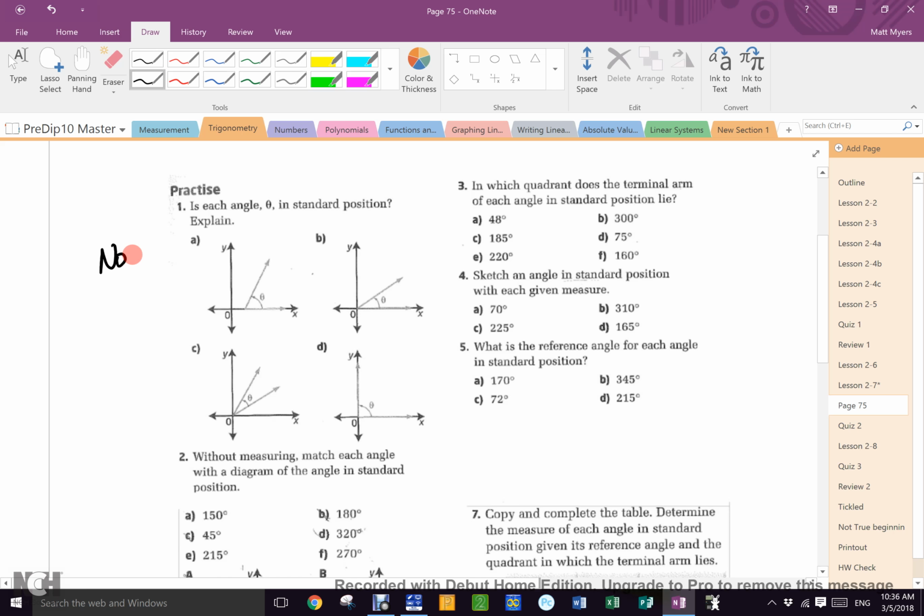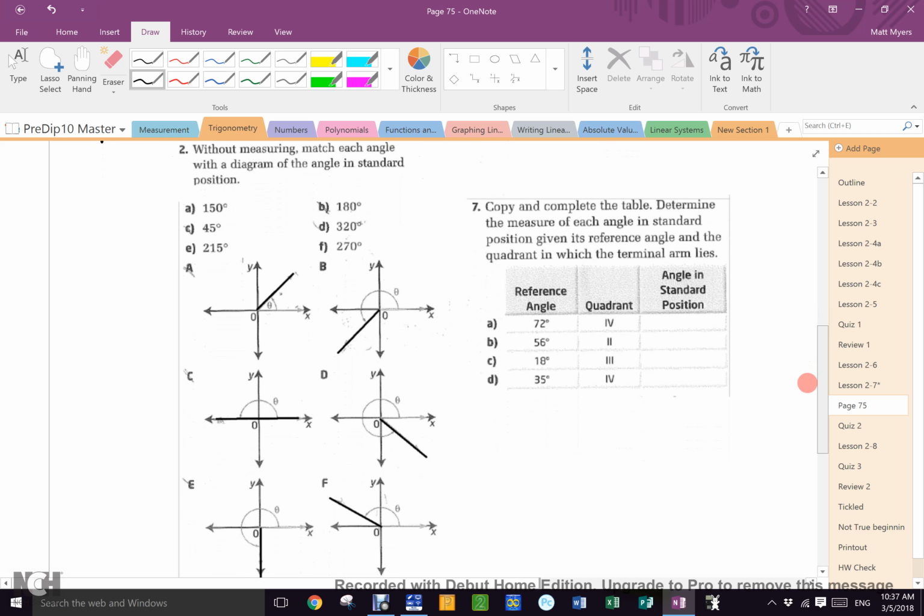No. Why? It's not at the origin. Vertex not at 0, 0. B, yes or no? Yes. C, yes or no? No. Why? Because it's not connected to the initial arm. Initial arm does not equal the x-axis. D? Yes, it's at the initial.